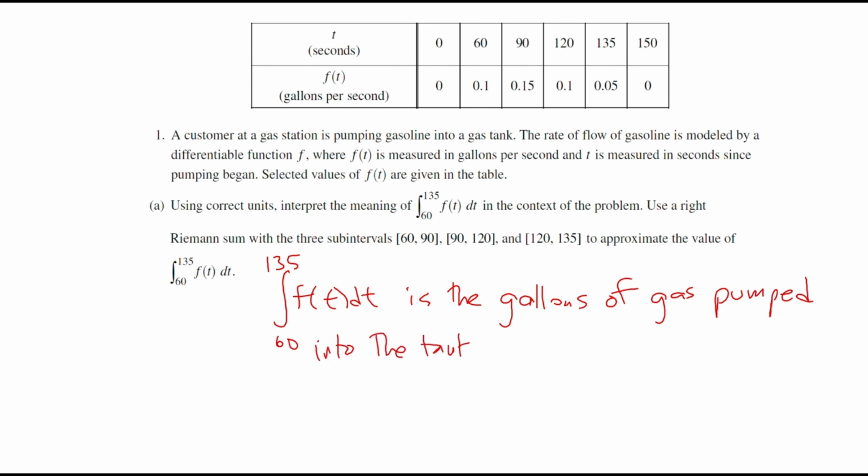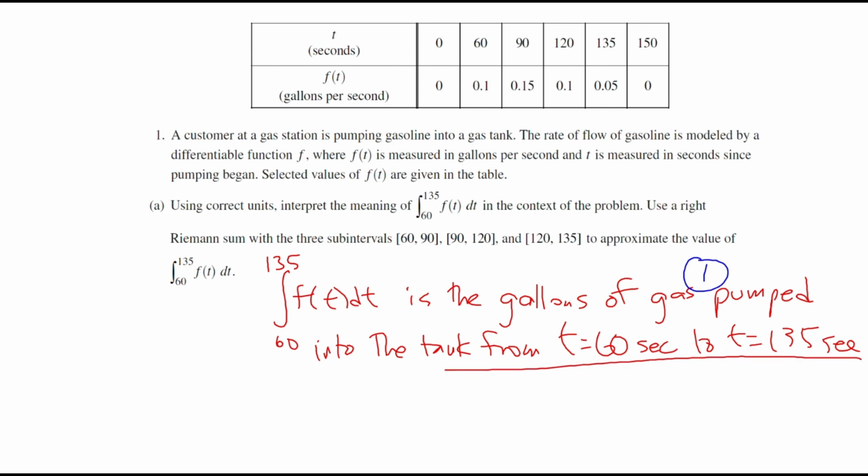And we want to specify that it is from t equals 60 seconds to t equals 135 seconds, right? So we want to make sure we've got those units in there because it says using correct units. So 60 to 135 seconds, and it's a total number of gallons of gas pumped into the tank. Be careful not to say it's the number of gallons in the tank. It's not how much is in the tank during that time period, it's how much is pumped into the tank. All right, so that's worth 1 point right there, just the explanation.